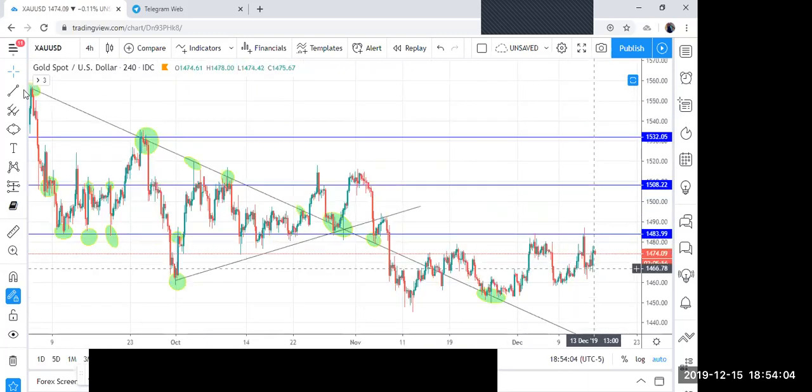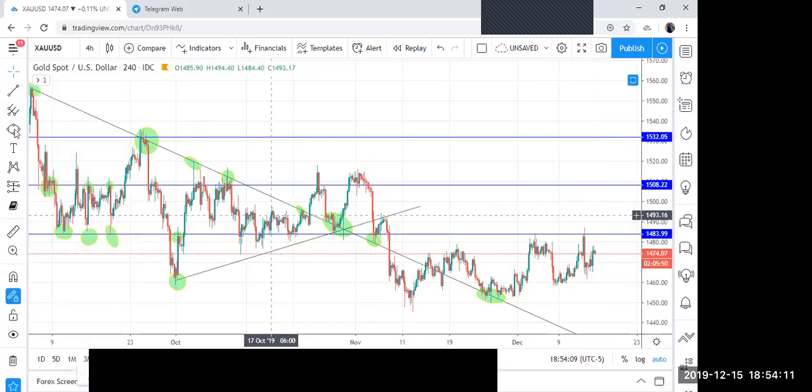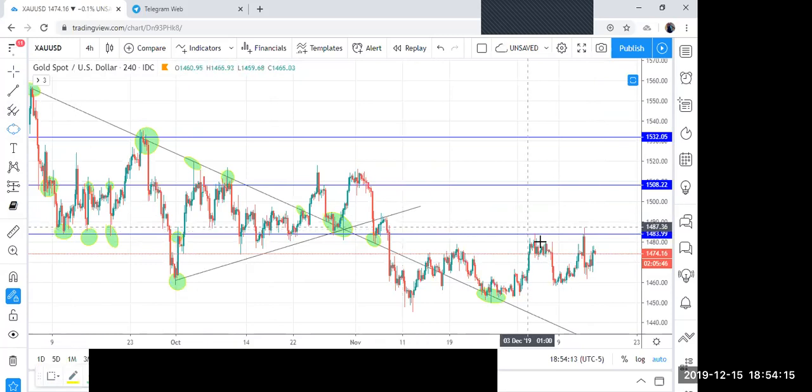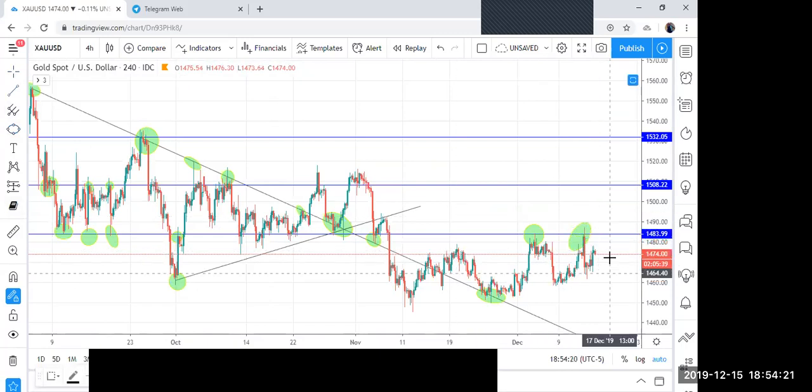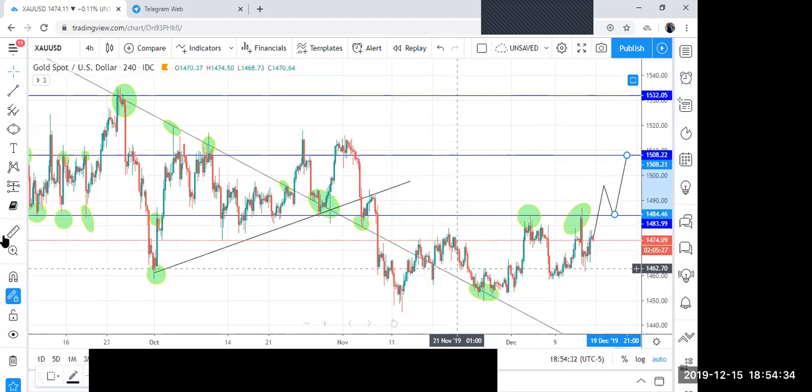I wouldn't be surprised if gold drops some more this week, because of the strong support over here, turned to resistance here and here. For me to be looking for buys on gold this week, I need to see price move above, come back down, retest, and then I can look for buys. But as it stands right now, I'm still looking for sells.